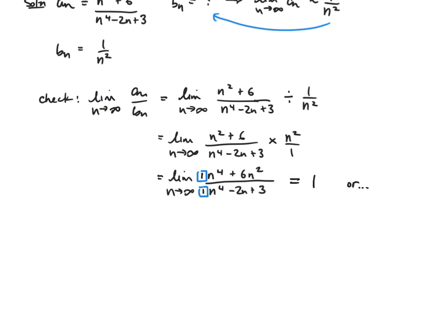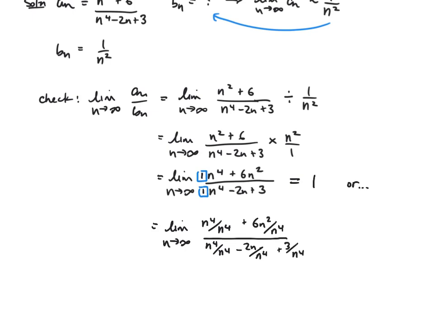Or, if you're uncomfortable with that, I can do this. I can say it's the limit as n goes to infinity of n to the 4th, and I'm going to divide the whole thing by the highest power in the numerator and denominator commonly. So it's n to the 4th over n to the 4th, plus 6n squared over n to the fourth. You've got to do it to every term on top and bottom. N to the fourth over n to the fourth, minus 2n over n to the fourth, plus 3 over n to the fourth. And then you say, okay, what happens as n goes to infinity? That goes to 0, that goes to 0, that goes to 0. The other two terms give you basically a 1 over 1, and that's how you get the limit being 1.